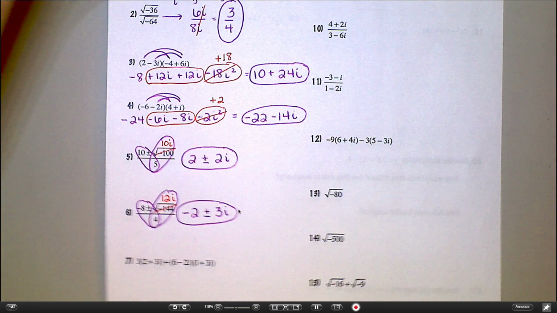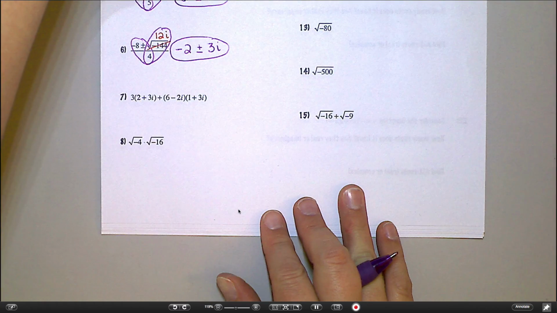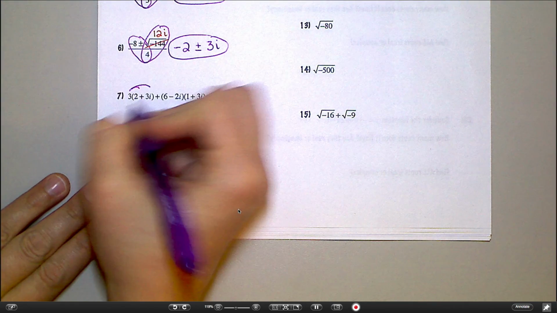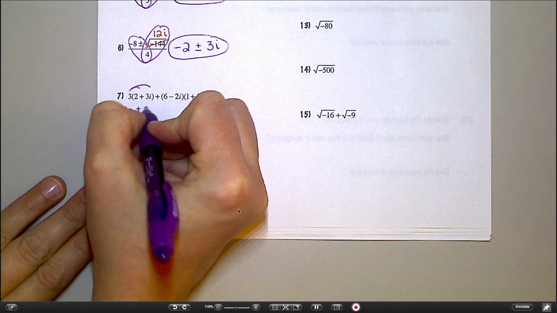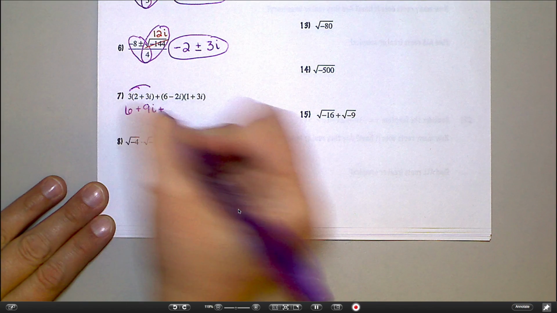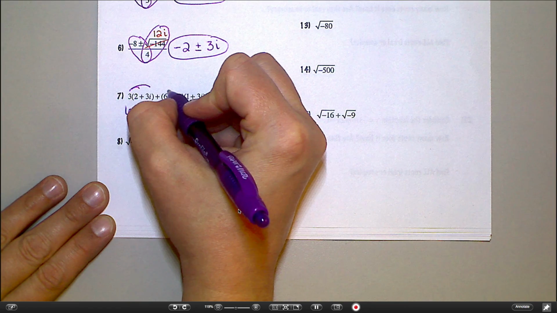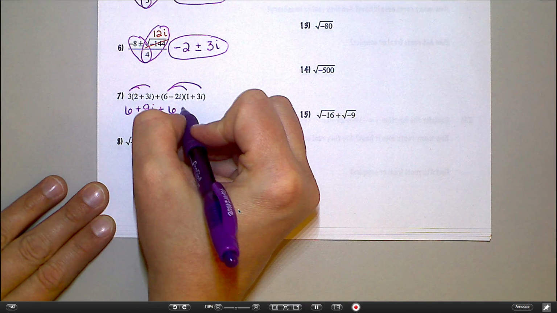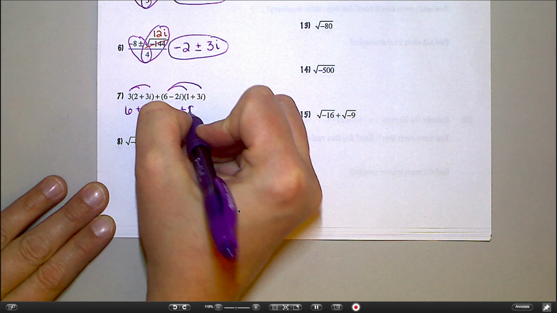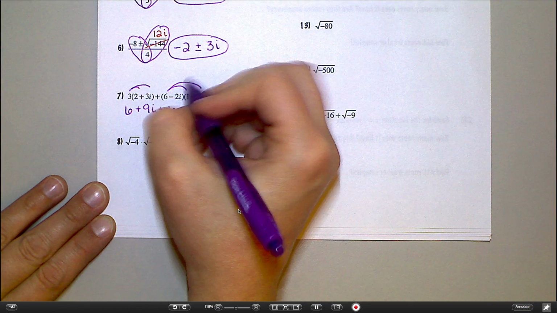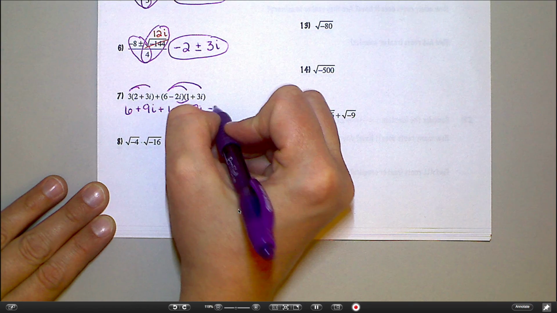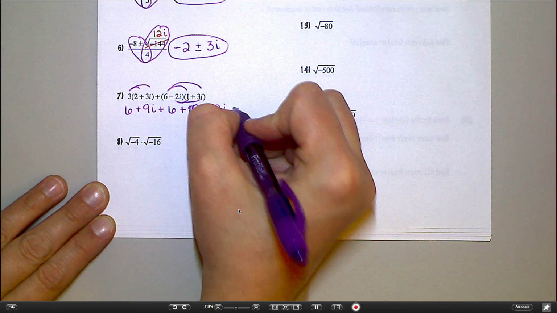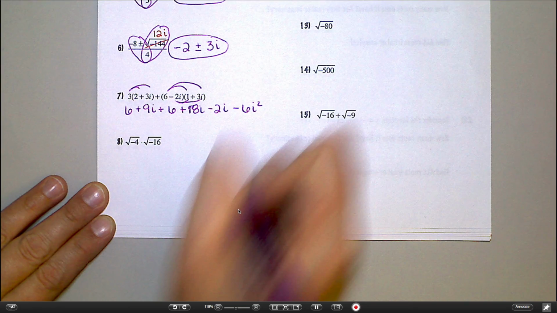Okay, number 7 is really just a test of your algebra skills. I'm going to start on the left there by distributing that 3. So I'm going to end up with 6 plus 9i plus, and then over here I have to FOIL. So 6 times 1 is 6. 6 times 3i is 18i. Negative 2i times 1 is negative 2i. And negative 2i times 3i makes negative 6i squared.